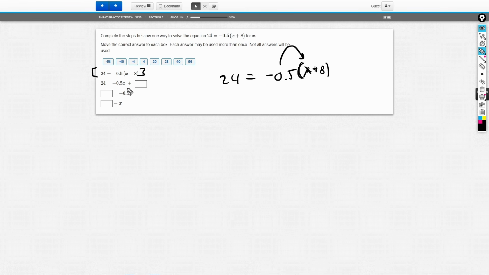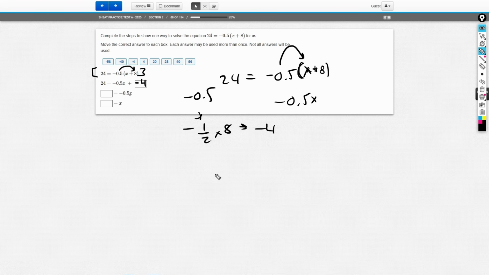And we could see that happen here because negative 0.5 times x is negative 0.5x. Perfect. So now I do the same thing, right? To fill in this box, all I need to do is negative 0.5 times 8. And negative 0.5, same thing as saying negative 1/2, and negative 1/2 times 8 is negative 4. So what goes in here is actually negative 4, okay?